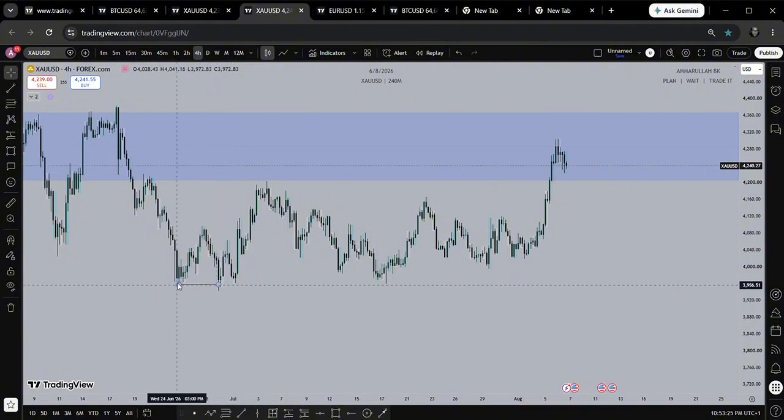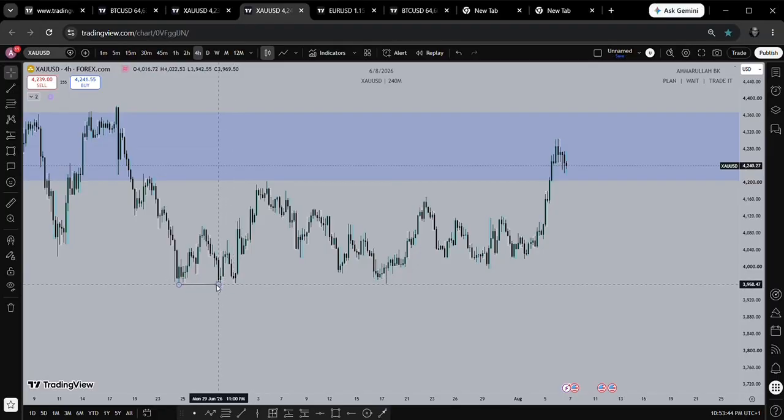This was the last low that was being formed after this sweep. Then the market came down and swept it again, which is a liquidity sweep, right? And formed this high. This low now formed this high. The low after this high then formed this low.